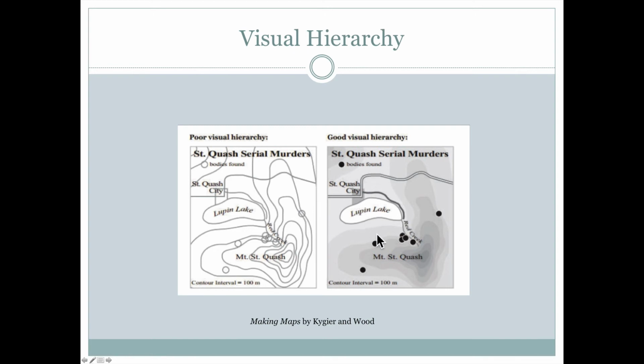And of course, the boldest thing is where the bodies were found. Not only are they black circles, but they have a little bit of white right around the edge, so they really kind of pop off the map and off of each other. We can see the variations along the edges of the symbols as we look at this.